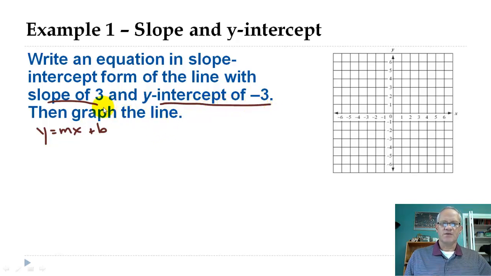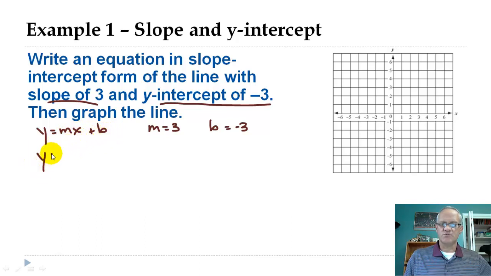And so remember, when it says slope of 3, that means that's m, right? m is your slope, and y-intercept is b, so b is -3. So now we know what m and b are. Guess what? That's exactly the things that we need to know to plug in here.